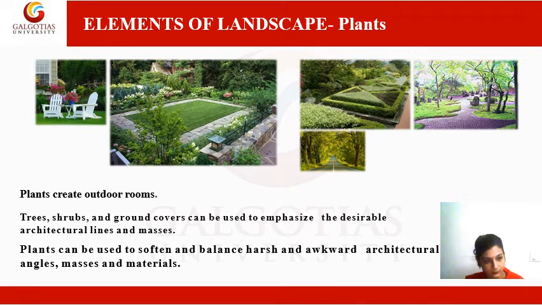Other functions performed by plants: plants create outdoor rooms. Trees, shrubs, and ground covers can be used to emphasize the desirable architectural lines and masses. Plants can be used to soften and balance harsh and awkward architectural angles, masses, and materials. I think there are many pictures in the slide which beautifully show how plants are used to enhance the quality and aesthetic appeal of the landscape of an area.